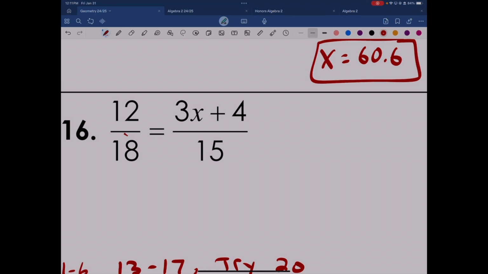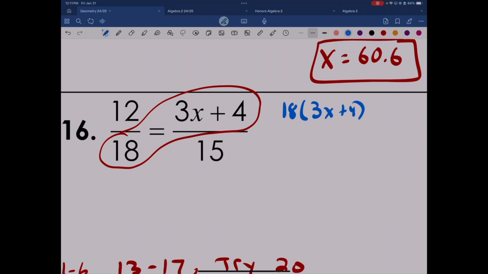All right, so I'm going to go this way first. So I'm going to go 18 times 3x plus 4. Then that's going to equal 12 times 15. Hey Siri, what's 12 times 15? 12 times 15 is 180. That's 180. Distribute.